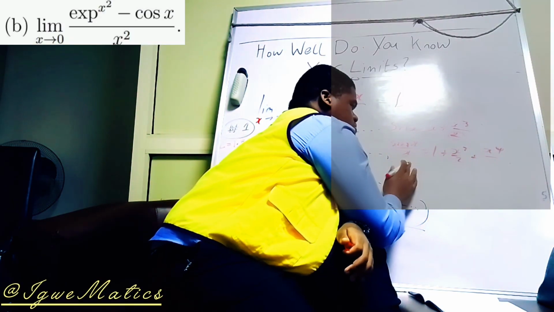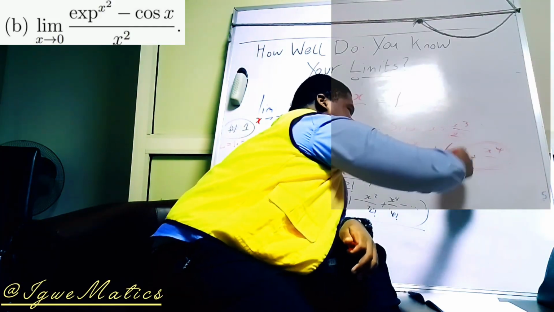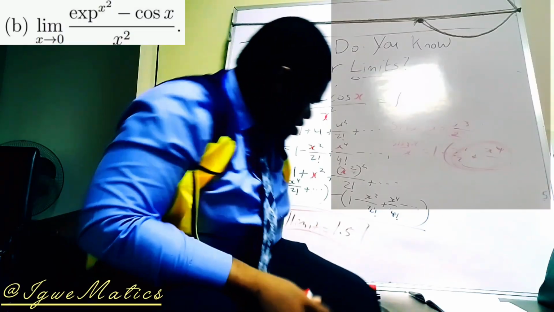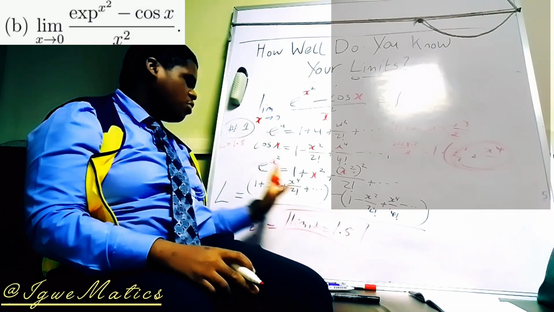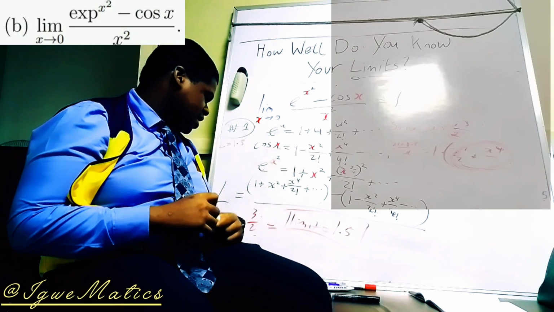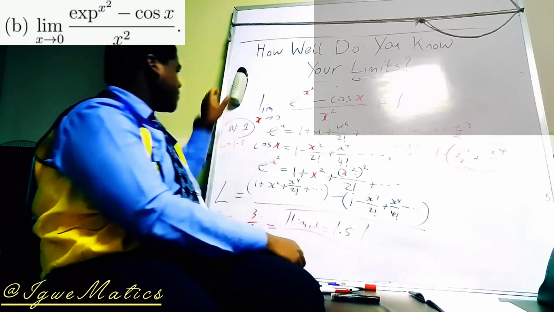So if you put in x equals 0, everything here that is greater than 1 has a factor of 0, so all will be cancelled out. That is what happened here. Everything that is greater than x squared here will be cancelled out because we still have a factor of x. That is just O of x to the power of 4. So this limit here is equal to 1.5.